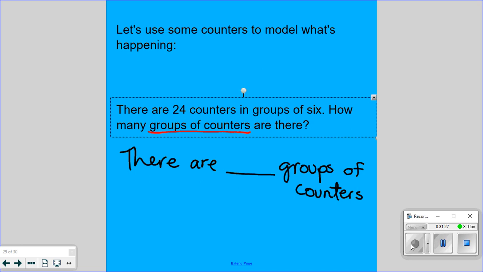All right, right now I see lots of people with 24 counters. What are we doing with those 24? Pay close attention to the language. I need to see people looking at the smartboard. What are we doing with those 24 counters?